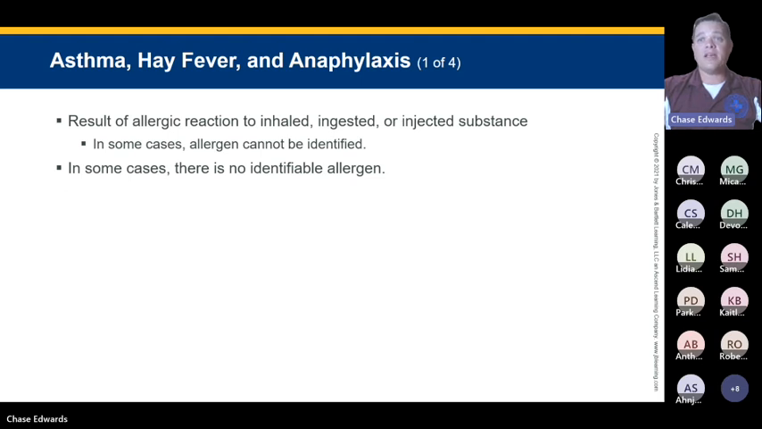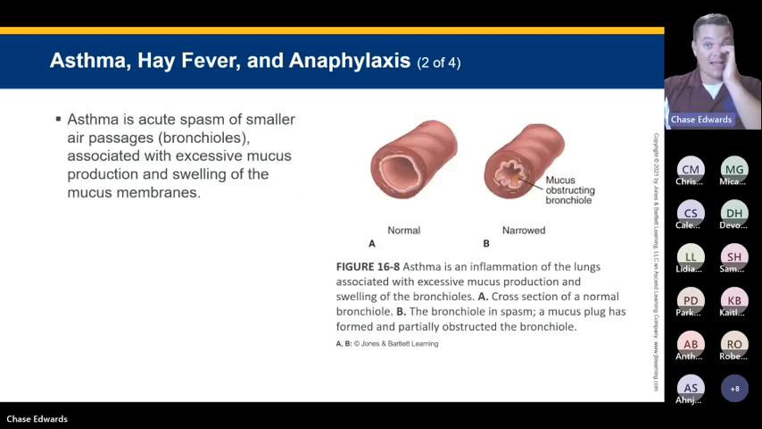All right, asthma, hay fever, and anaphylaxis. It's all a result of an allergic reaction to an inhaled, ingested, or injected substance. So asthma is an acute spasm of the bronchioles associated with excessive mucus production and swelling of the mucus lining of the respiratory passages.